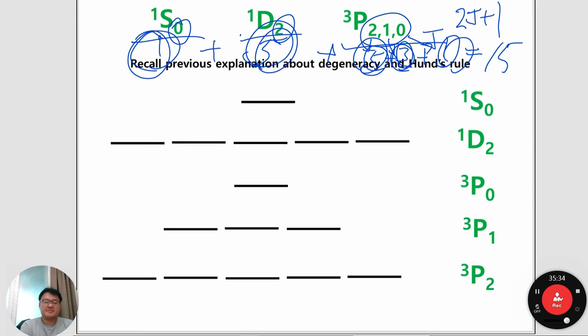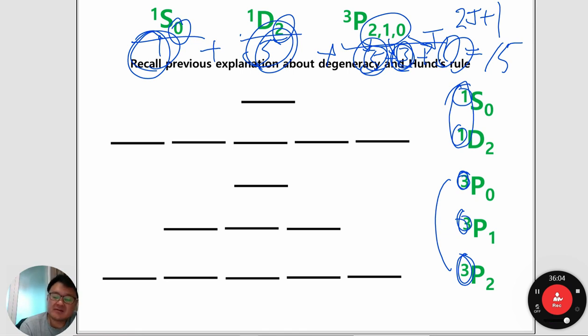So now we have to determine which one is more stable, which one is less stable in energy. So we have to apply Hund's rule. The first rule is about the spin multiplicity. Here you have 1, 1, 3, 3, 3. The larger the spin multiplicity, the lower in energy. So all these 3 should go lower than these 2.